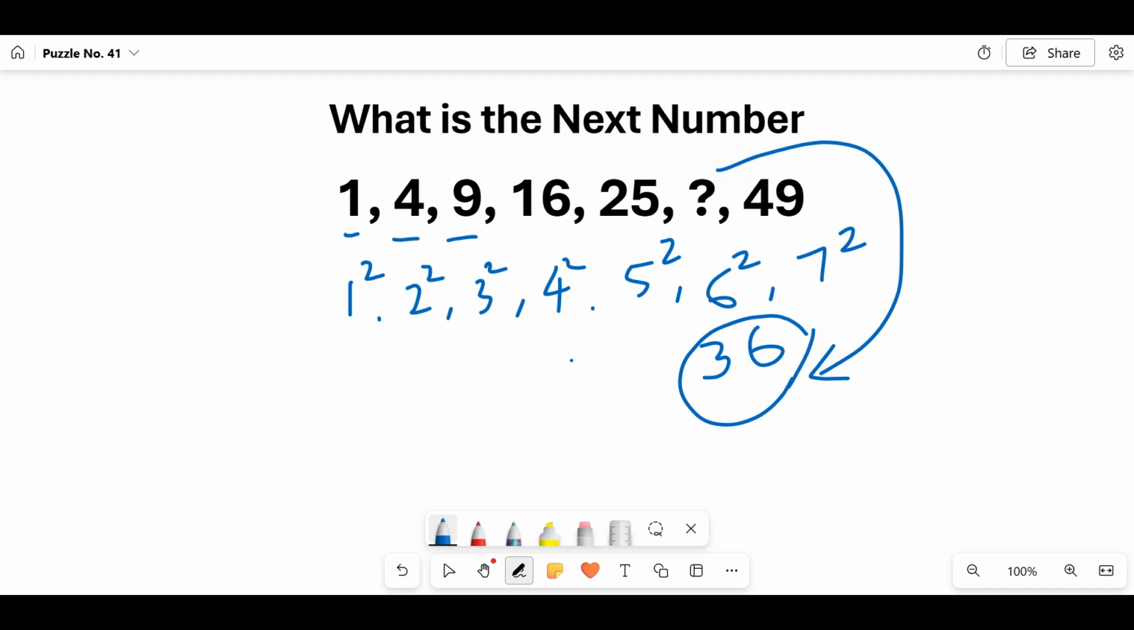So as I said in the beginning of the video, I will give you one task, one puzzle for you to solve, that we will solve in the 42nd puzzle. Okay, puzzle number 42, I'll do it in the next video, but I'll give you a task.